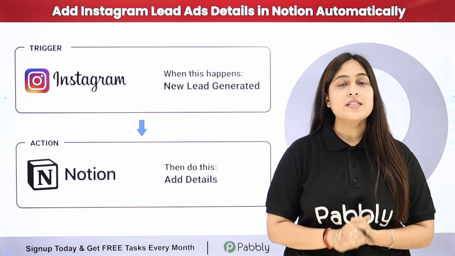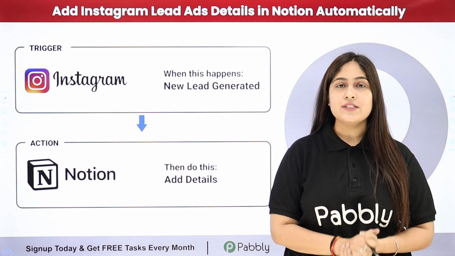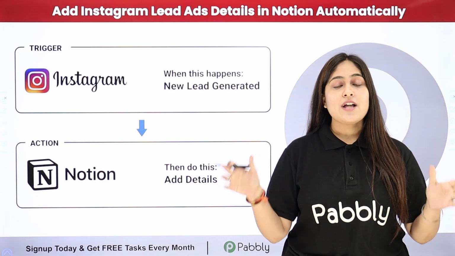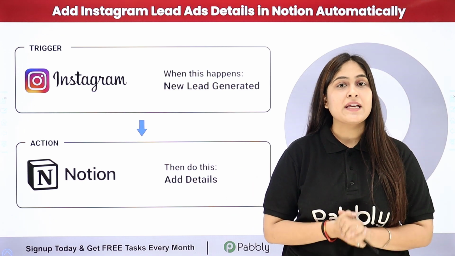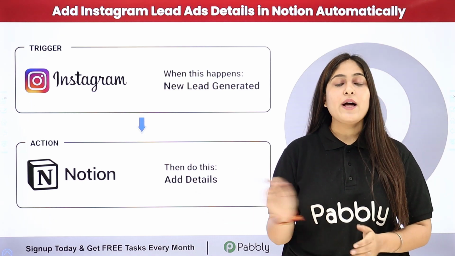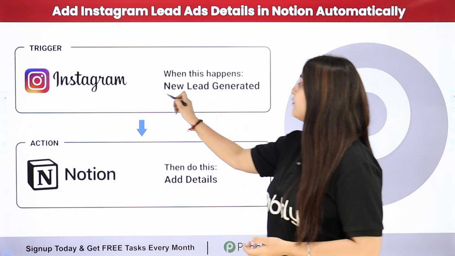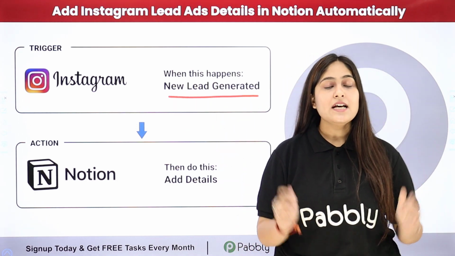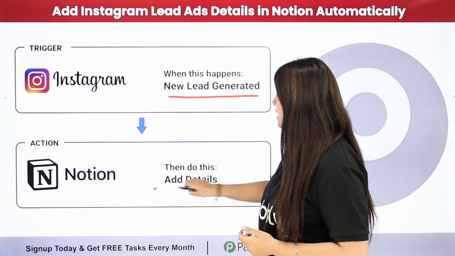So here let's suppose that I am an owner of a real estate agency and I receive a lot of leads through Instagram lead ads. Now manually managing all the leads at one place is a very time consuming and difficult task. So I've planned to automate the entire process. My objective is that whenever I receive a new lead through an Instagram lead ad, the lead received should automatically be added as a new detail in my Notion database.